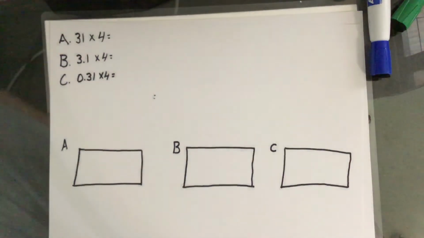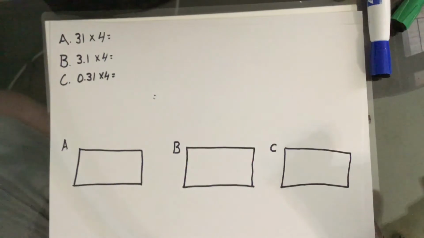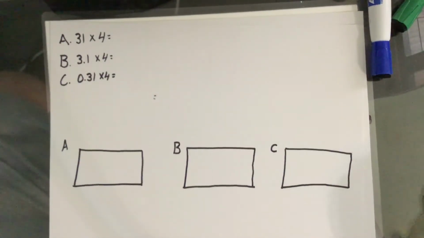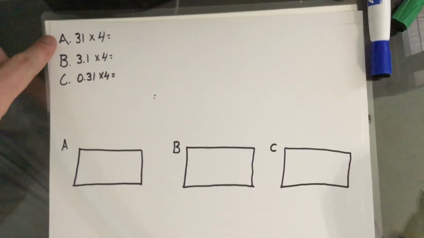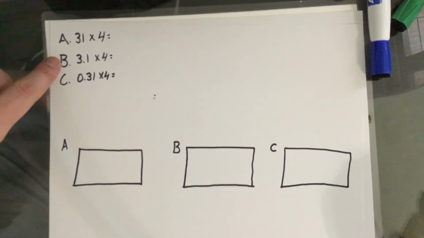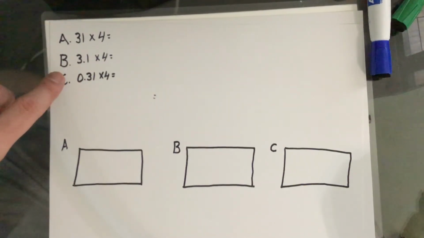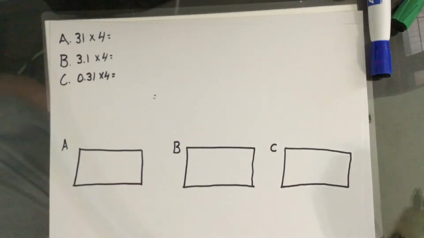For today's lesson, we're going to be multiplying decimal fractions by one-digit whole numbers. So I want you to look at these three problems: 31 times 4, 3.1 times 4, and 0.31 times 4. How are these alike? They all use the same digits in the same order. So does that mean they're going to have the same products? We're going to find out, and we're going to use the area model to help us.